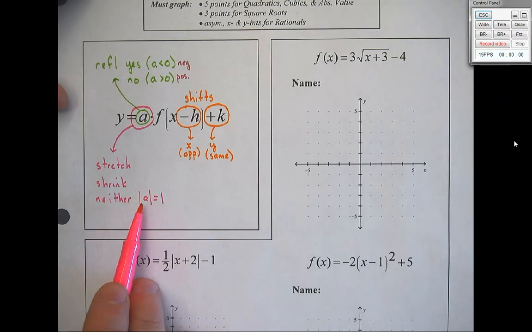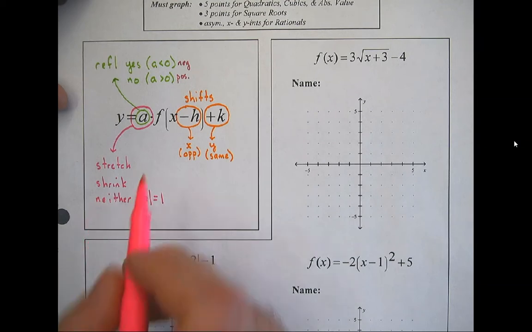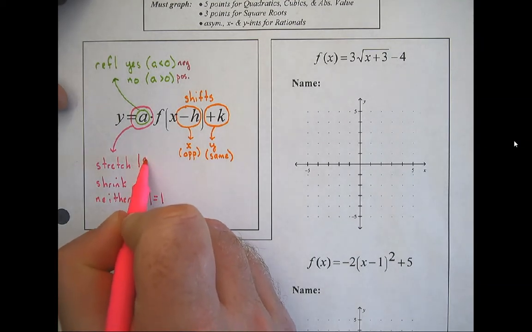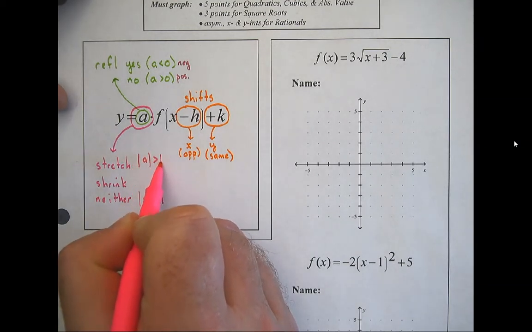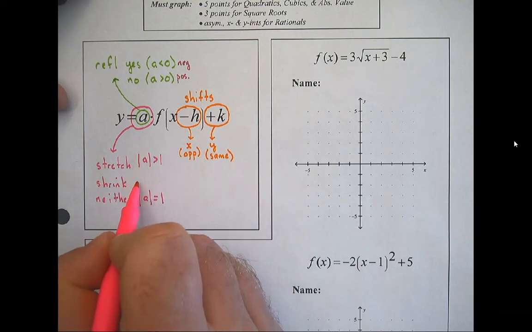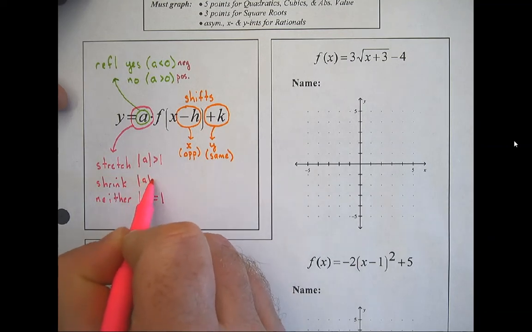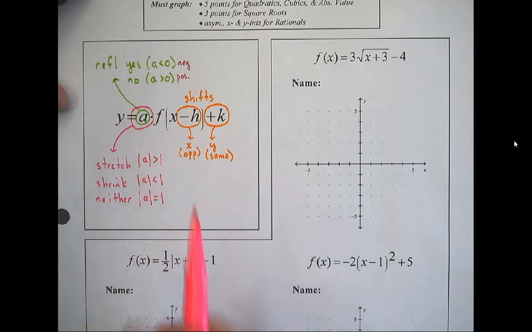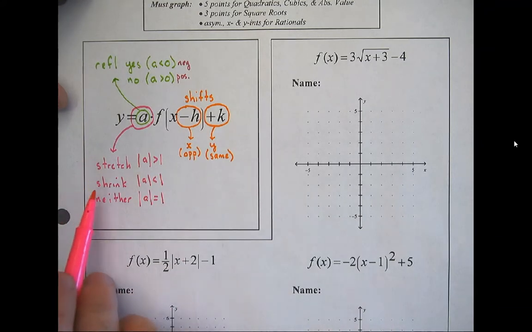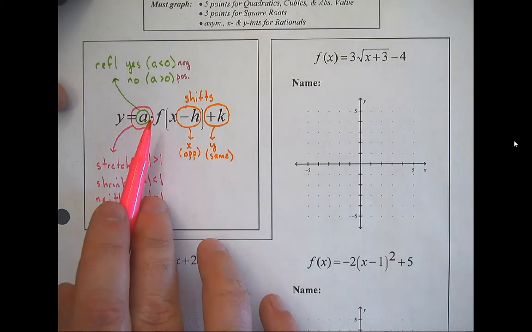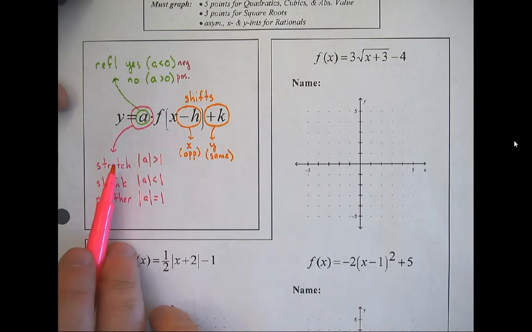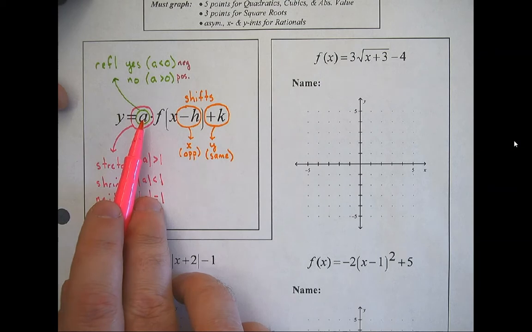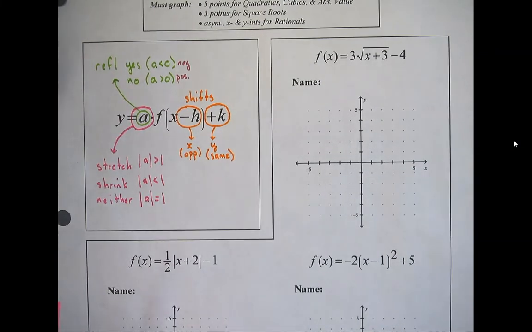Well, if a equals 1 is neither, we would have a stretch if A is bigger than 1. And we would have a shrink if absolute A is less than 1. I always forget to say absolute, but I wrote it down. So when I'm talking about a stretch, a shrink, or a neither, I can have a negative number and still be considered a stretch. So if there's a -4 out in front of this, this is a stretch in the negative direction. Okay, so these are called the transformations.